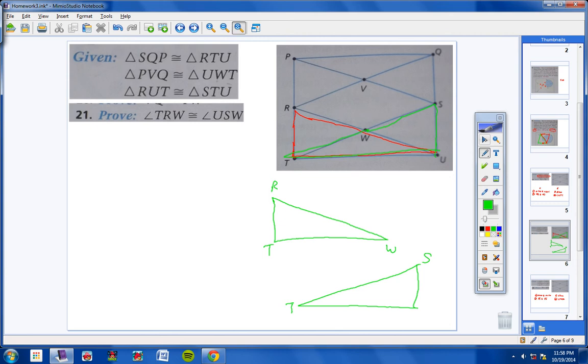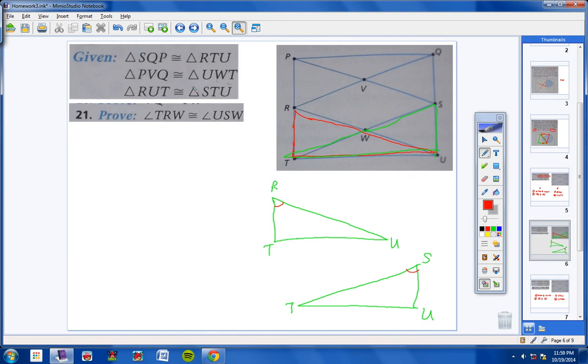And this should not be a W here. Sorry about that. This should be a U. Triangle RTU. This should be a U. And triangle STU. Okay, now look, we're trying to prove that this angle here, TRW, is congruent to this angle here, USW.